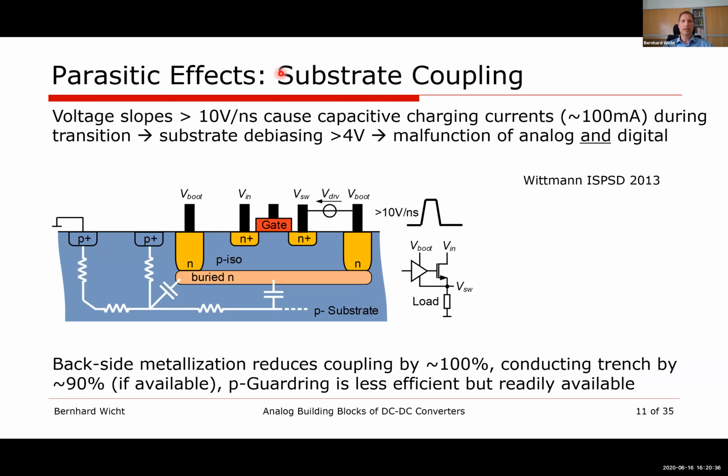So this is called substrate coupling. You can imagine for this pulse width modulation, these pulsing waveforms have quite steep slopes. So we easily achieve 10 volts per nanosecond. And now assume that we use some kind of isolation also around the power stage.